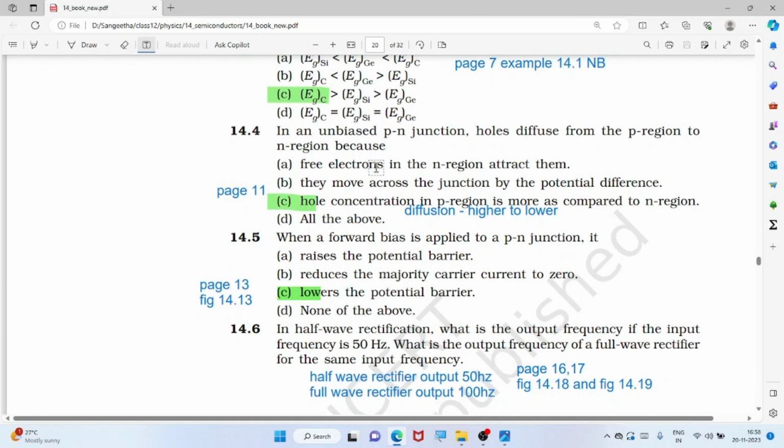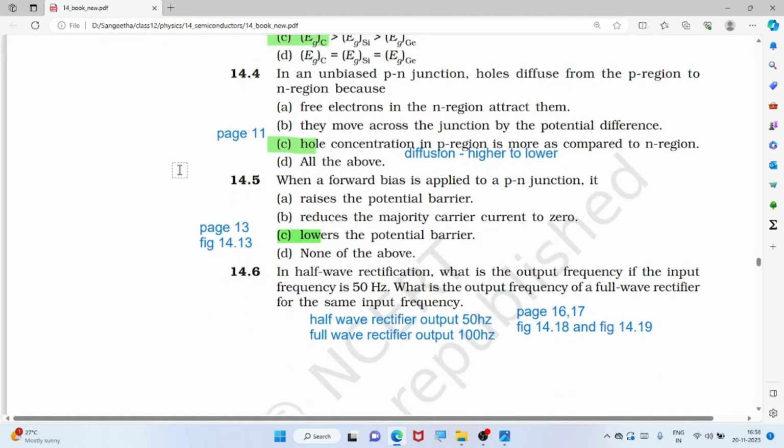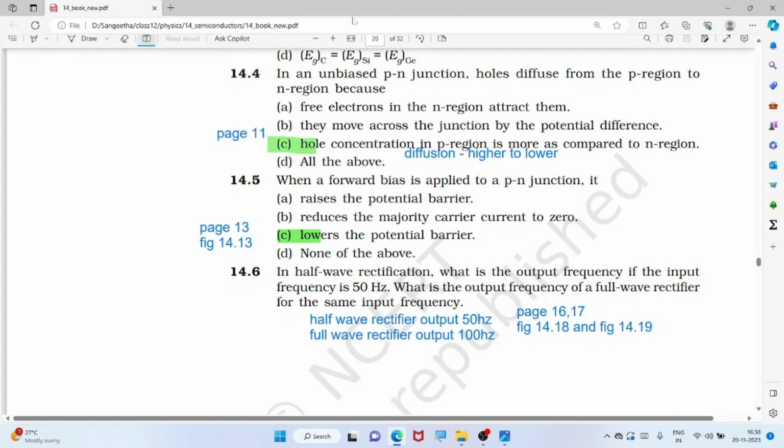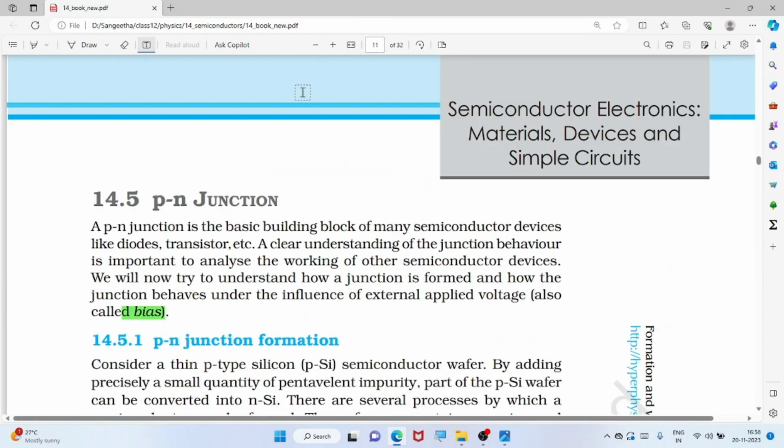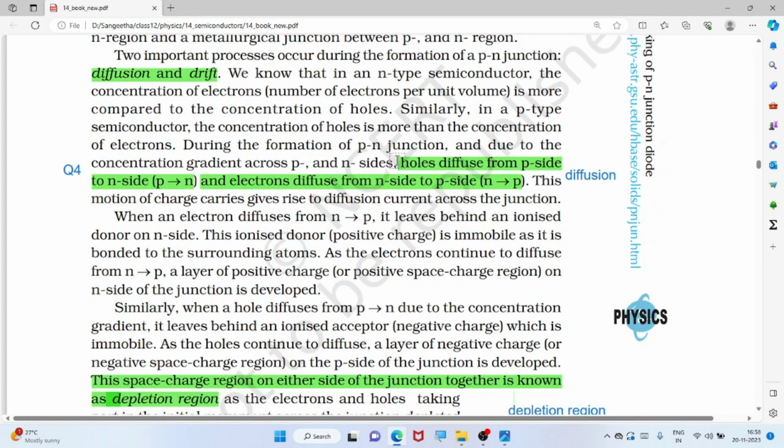In an unbiased PN junction, holes diffuse from the P region to the N region because of the concentration gradient. The hole concentration in the P region is more compared to the N region. This is called diffusion. Due to the concentration gradient across the p and n sides, holes diffuse from the p side to the n side and electrons from the n side to the p side.